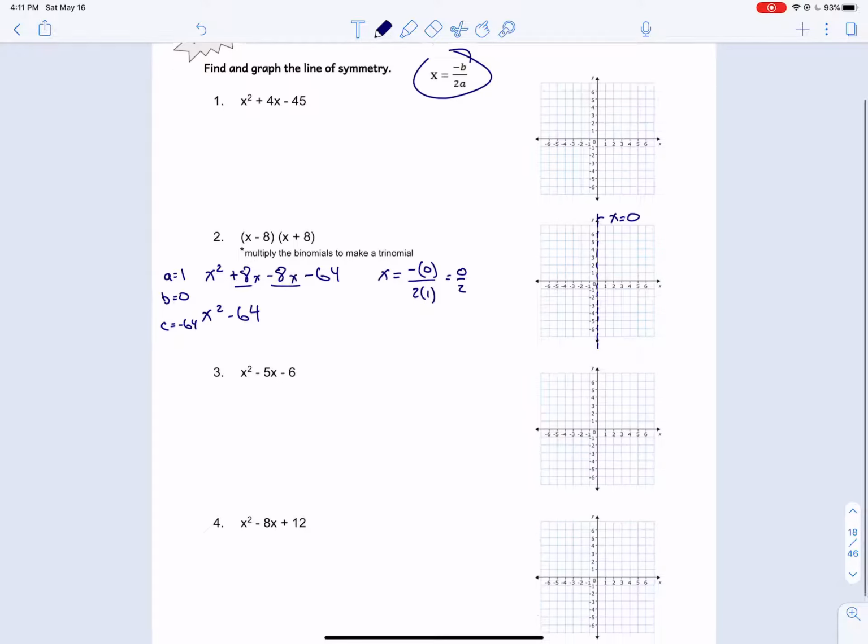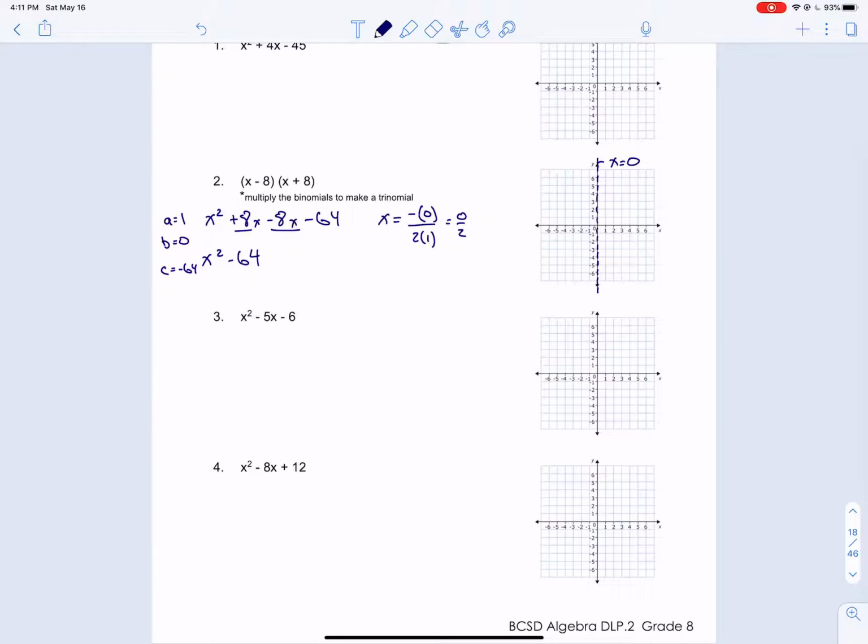Let's do another one real quick since that one's a special case. Let's do number 3. So a equals 1, b equals negative 5, c equals negative 6. We don't need c, but it's a good idea just to write it. All right, so negative b, negative 5 over 2 times 1. Okay, so this is positive 5 over 2. So 5 halves, or 2.5, if we want to find it on the graph easier. So 5 halves, so 2.5, which is about there.